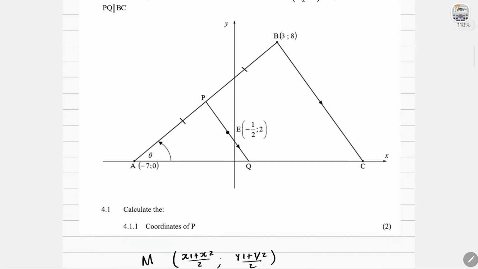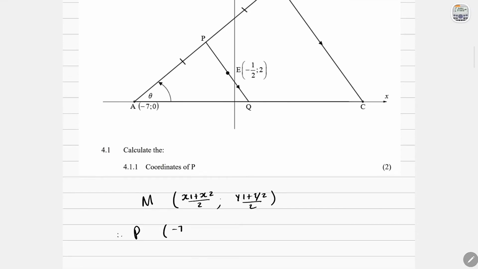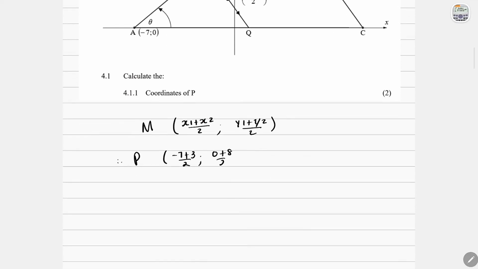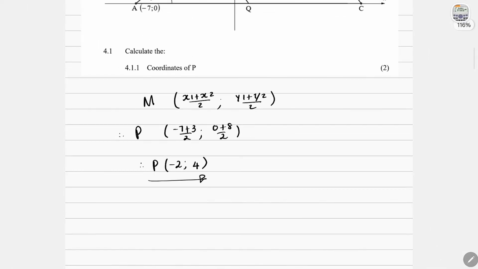So the endpoints are A and B. So we have -7 plus 3 over 2, and then 0 plus 8 over 2, and just simplify. So P is finally, that is going to give us -4 divided by 2 is -2, and 8 divided by 2 is 4. And that is our answer, (-2, 4). Moving on to the next question.